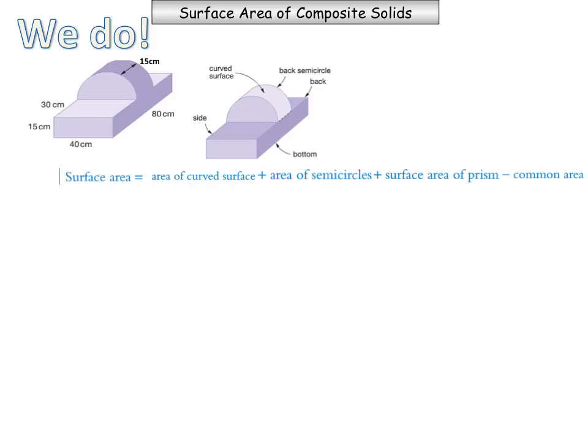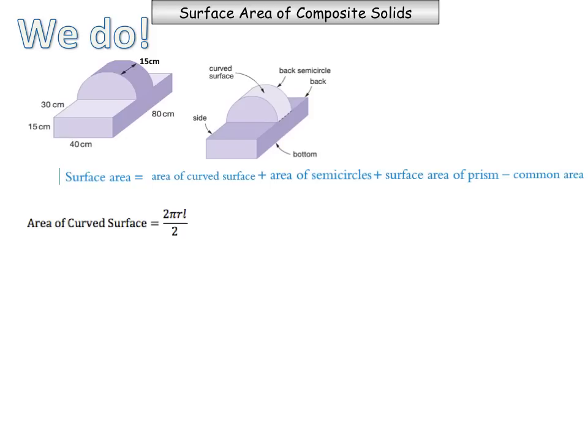Okay, so here's the we do question. This is where you need to have a go at this first before you continue on the video. I've put down the first step, so I've written down the equation that makes up the surface area of this shape, and it's up to you to find the area of each of the surfaces and the common area.